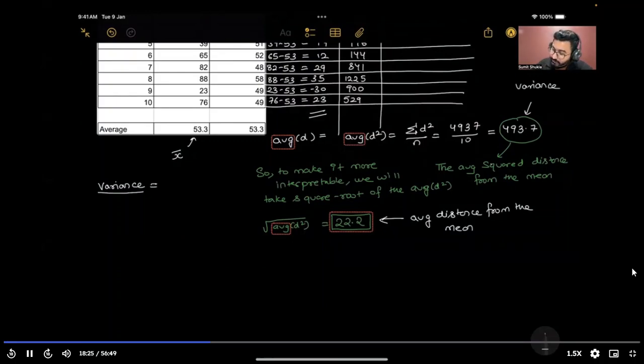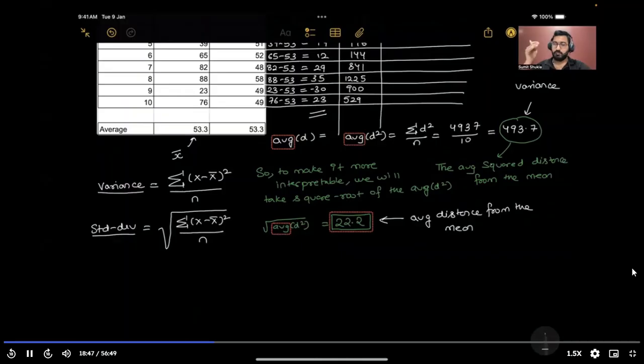So variance is given as summation of x minus x average, which is distance, the whole square divided by n. While standard deviation is given as the square root of summation of x minus x average to the whole square divided by n. So standard deviation is something that we humans can interpret and understand, while variance is something that is difficult to understand, right? That is the reason we use standard deviation more frequently than the variance.